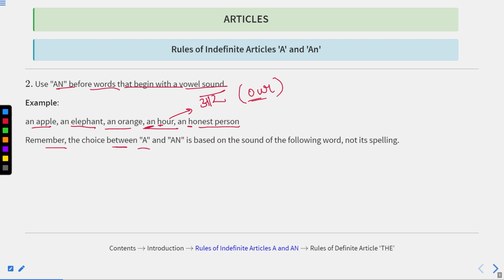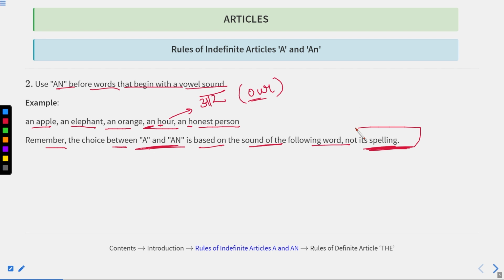Remember, the choice between a and an is based on the sound of the following word, not its spelling. Now, this line is very, very important in placing either a or an before any noun. Okay, I hope you got it. Also, the noun should be singular because a and an mean one. Therefore, it should be used before only a singular noun, or that noun which is countable. Okay, so a and an can be placed only before a singular countable noun. Therefore, in this manner we should use either a or an before any type of noun.